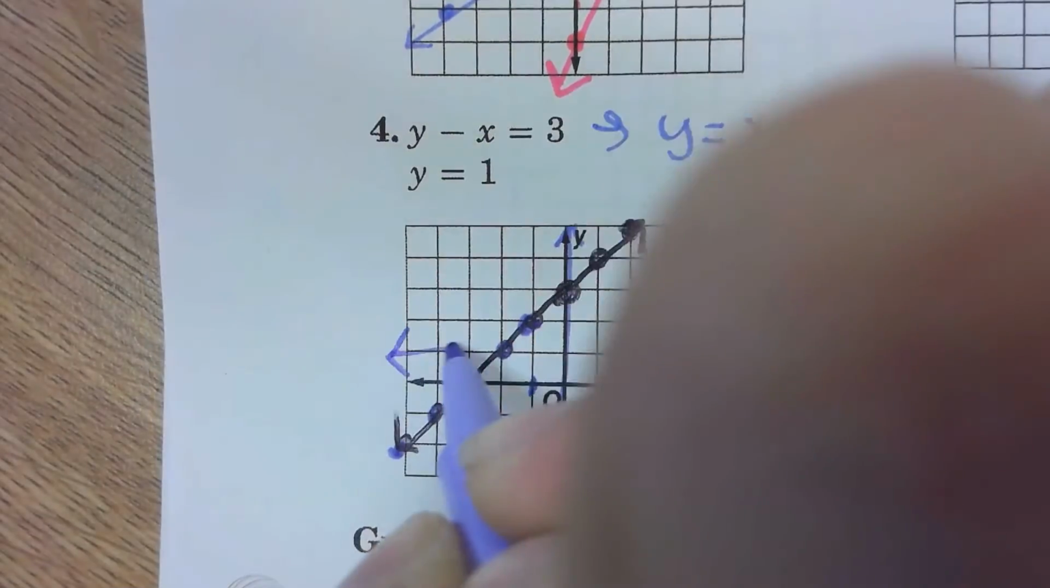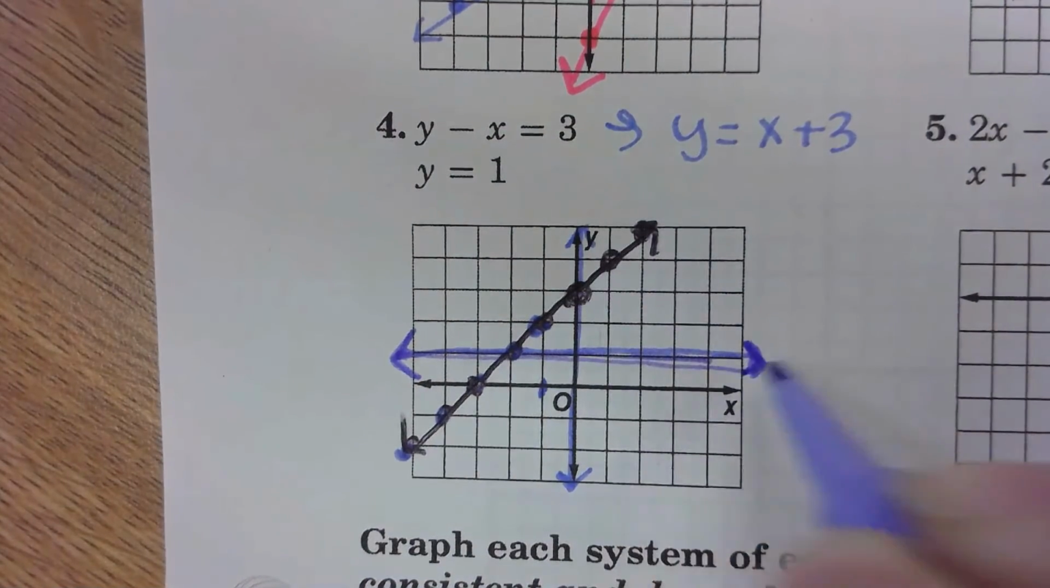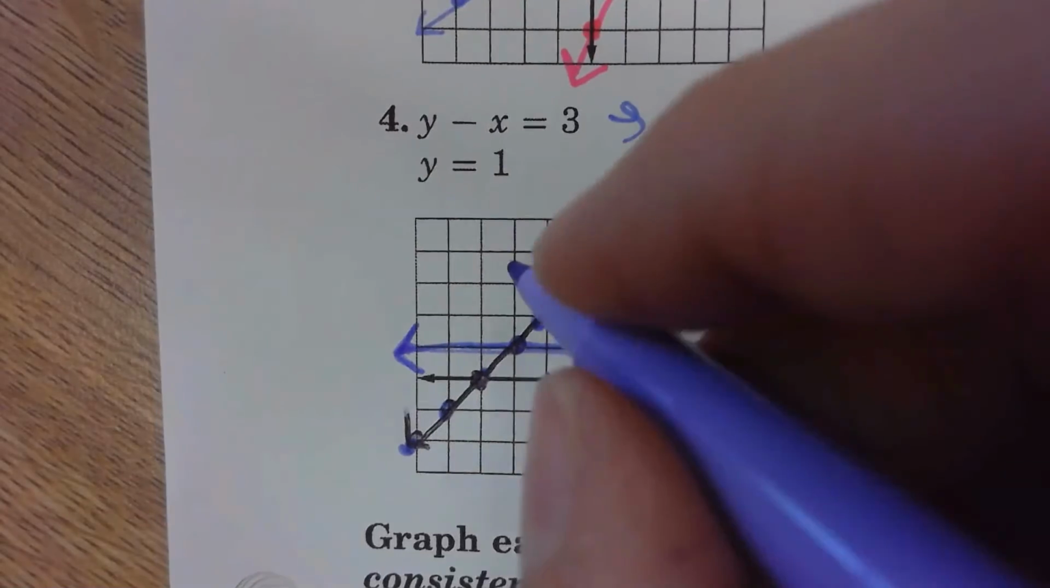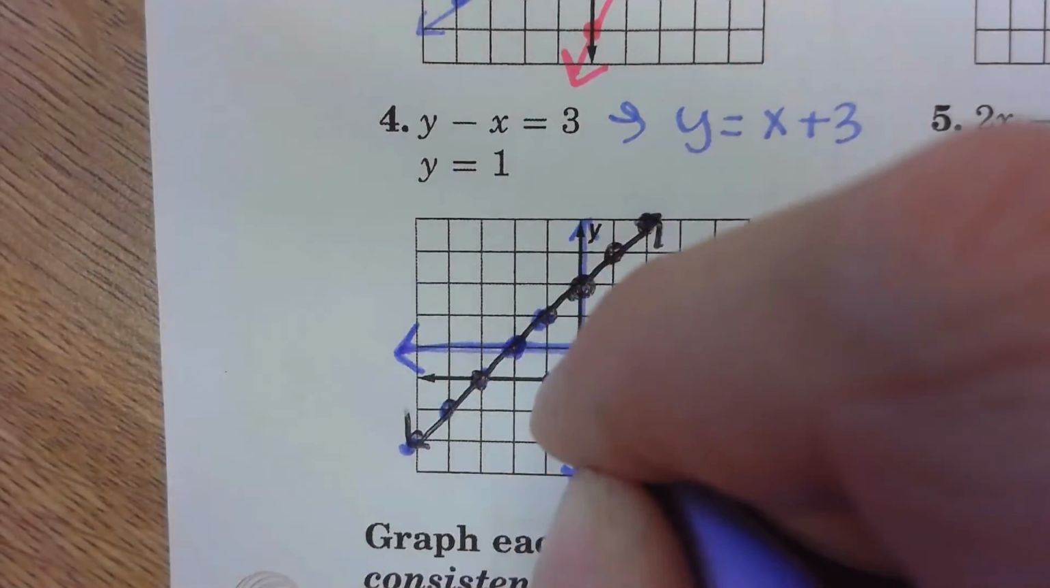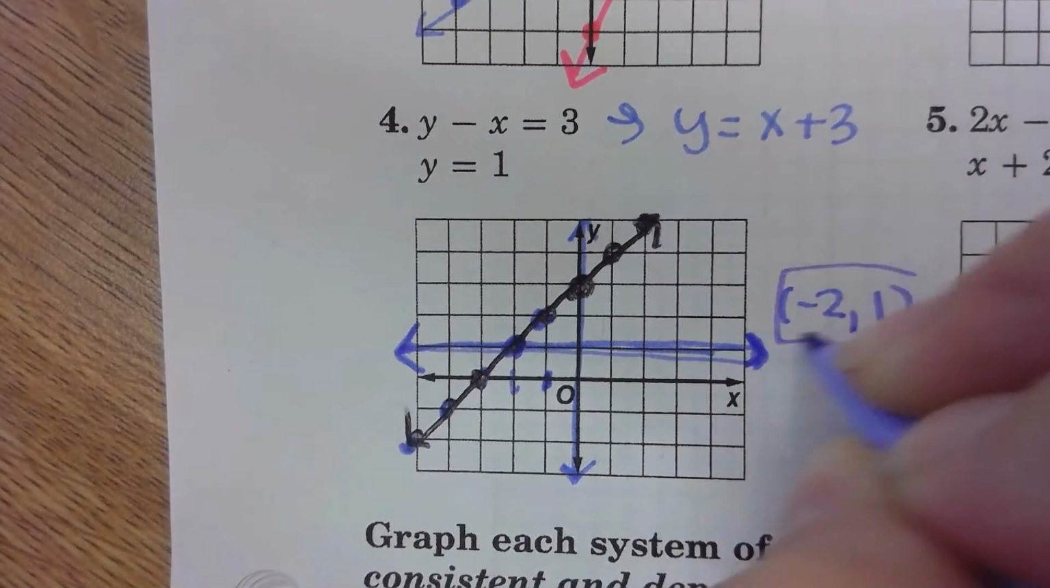Y equals 1 is a horizontal line. The slope at y equals 1 is 0, so it goes straight across because there's no x value. So my point of intersection is where these two graphs meet. So they meet when x is negative 2 and y is 1.